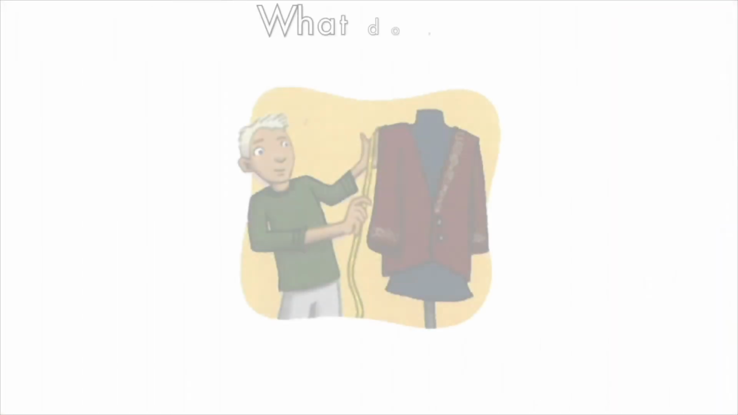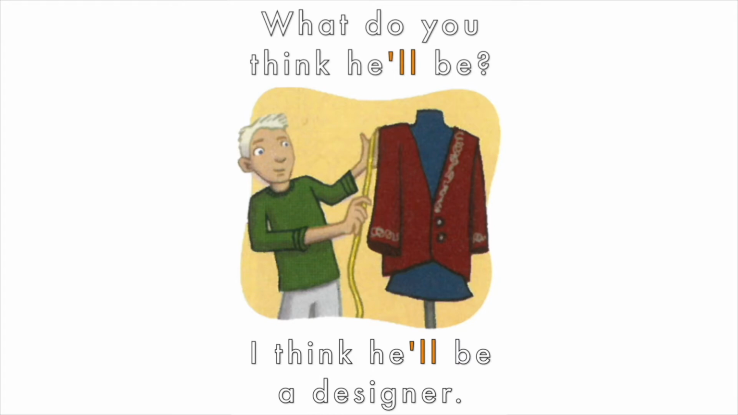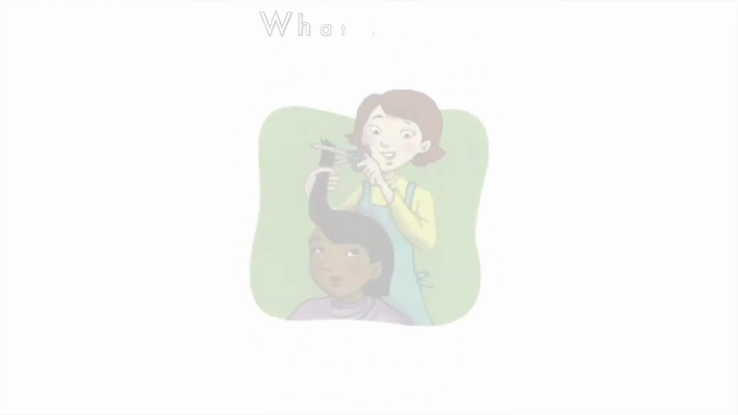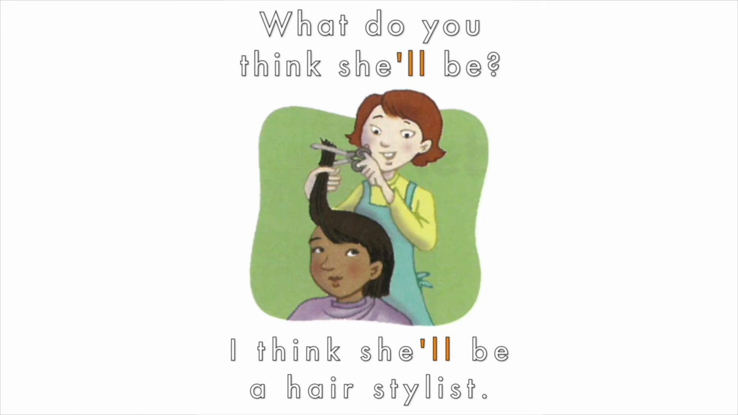Now, try it. What do you think he'll be? I think he'll be a designer. What do you think she'll be? I think she'll be a hairstylist. Well done! Now, let's use future tenses about the things we do at home or our household chores.